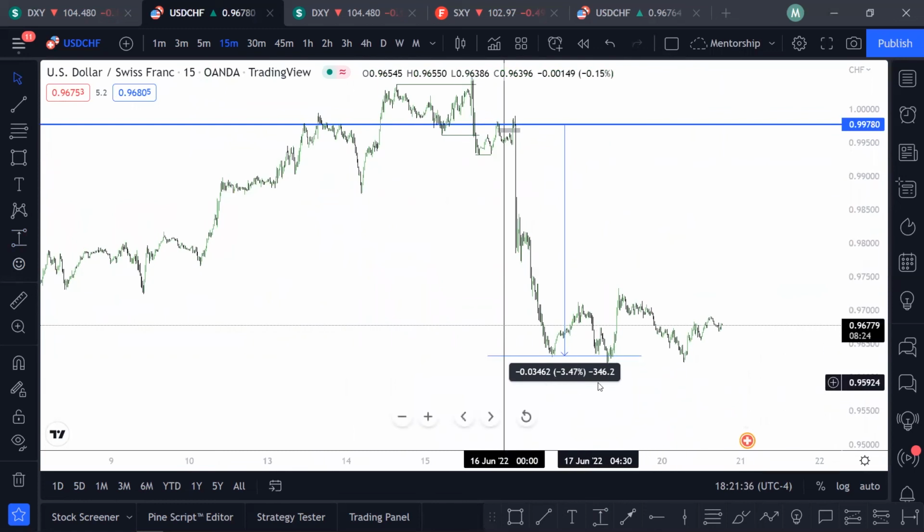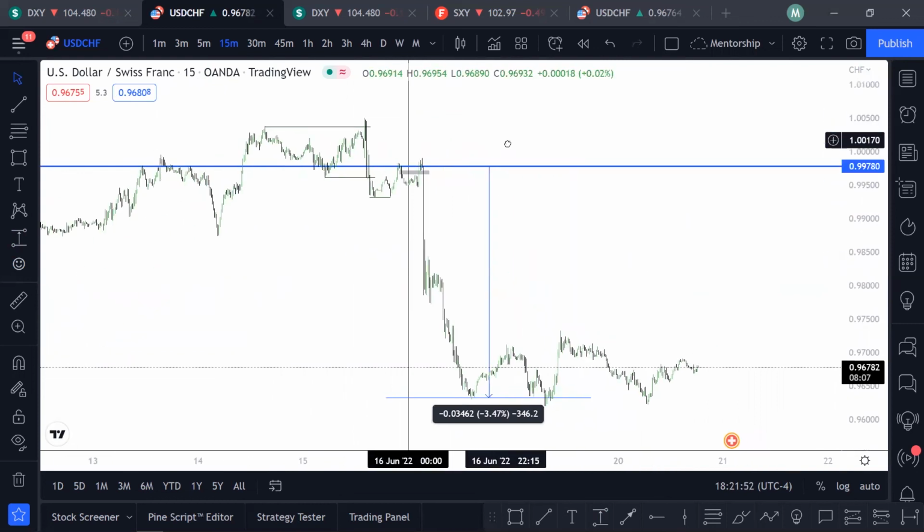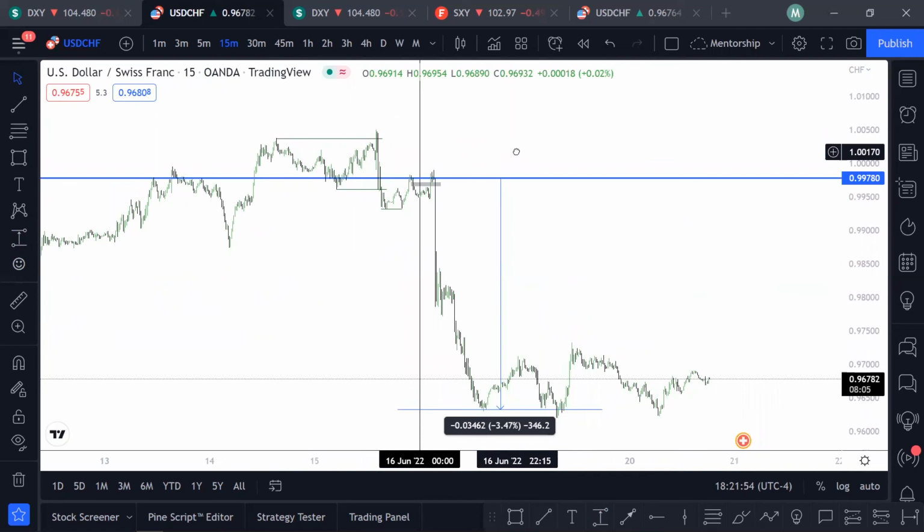300 and maybe 50 pips. Folks, learn how to be a profitable trader. Do your analysis. Do what I show you. Believe me.